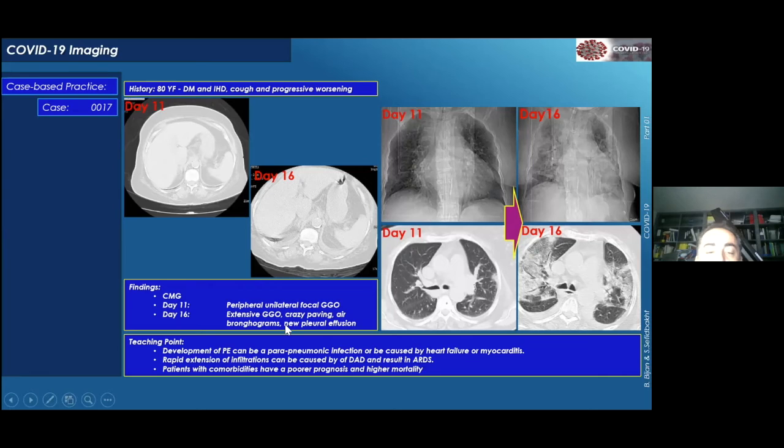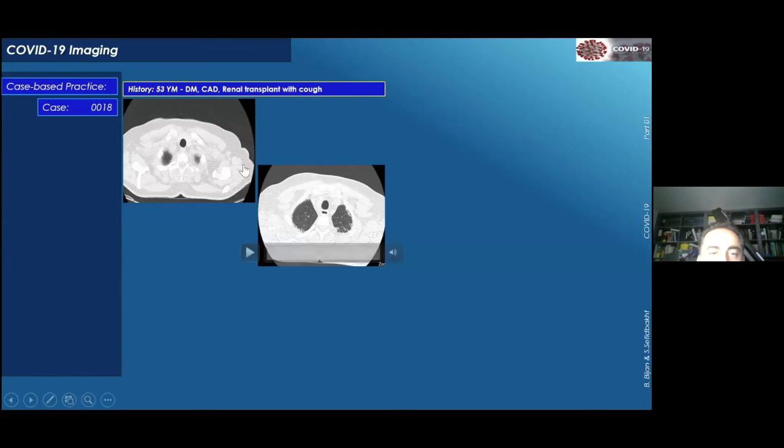So this was a case where, when we see this kind of extensive disease, which is a little bit out of proportion, start thinking about pulmonary embolism. For example, this patient had a pulmonary embolism for each area that you see consolidation. Let's take a look at this case.